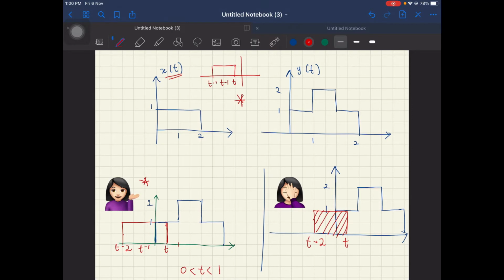t minus 1 and t minus 2. Okay, so after I have folded, the final signal should look like this. The folded signal of x(t) should look like this. So this is the correct way of how you should answer it.